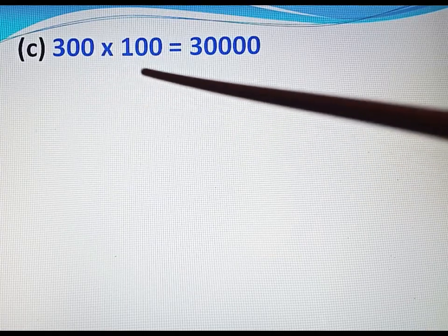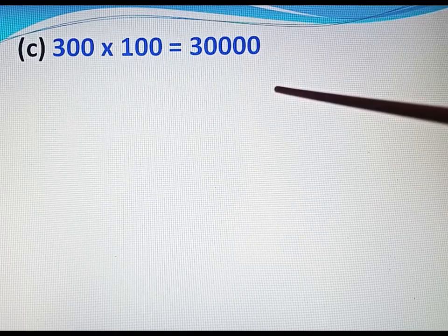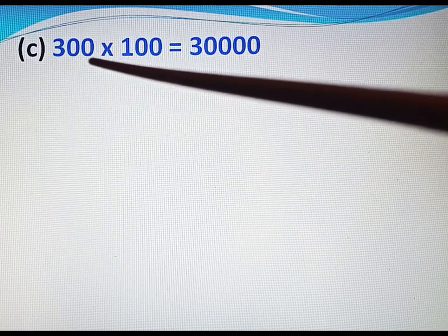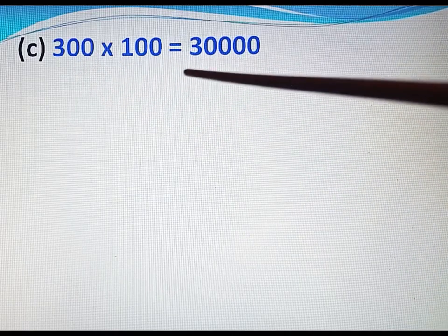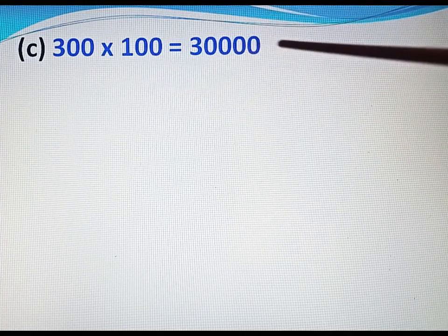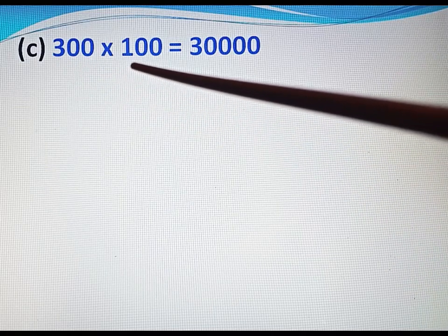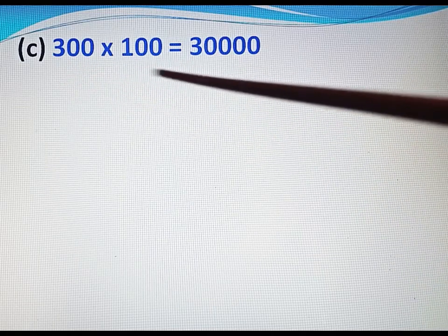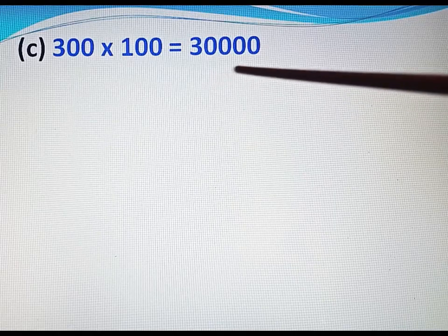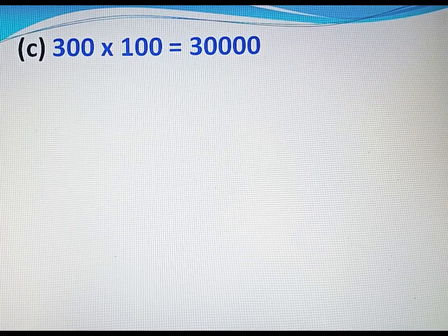C part: 300 multiply 100 equal 30,000. See, in 300 there are 2 zeros and in 100 2 zeros. Total 1, 2, 3, 4, 4 zeros. So we will put 4 zeros at the last in the product. But first we will multiply 3 by 1. So 3 multiply 1 is 3, and then 4 zeros we will put, 1 2 3 4. Answer is correct. So this statement is true.